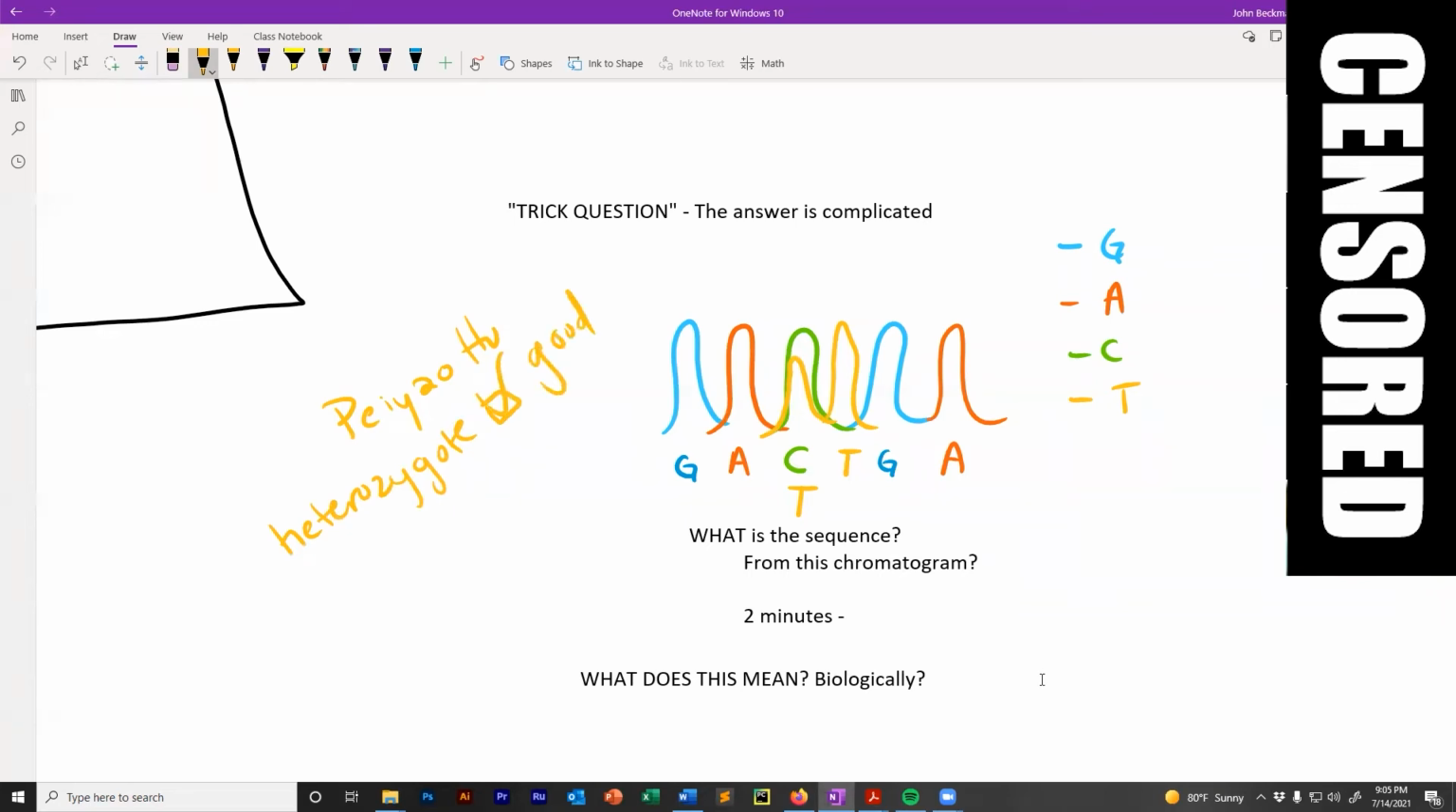Good. Okay. The answer is it's a polymorphism. We call this in English a polymorphism. Or you might have two, quote unquote, alleles.